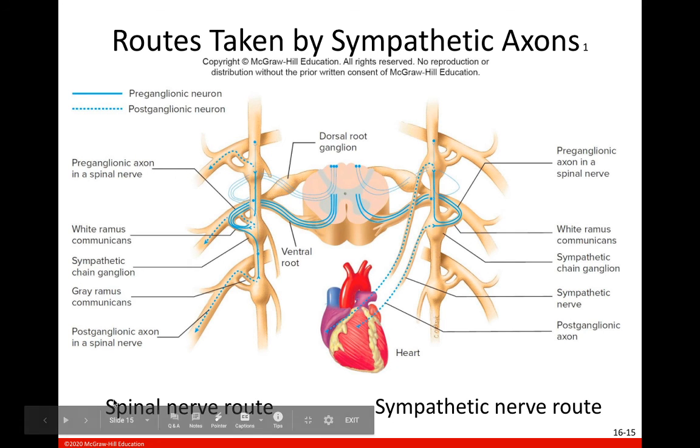Okay, so looking at these again, our spinal nerve route, here we see our preganglionic neuron leaving the spinal cord, synapsing in the chain ganglia with the postganglionic neuron, and this postganglionic neuron leaves through a spinal nerve. And remember, it's going to go to the skin and blood vessels that supply the skeletal muscles. Here's our sympathetic nerve route. Our preganglionic neuron leaves the spinal cord. It synapses with the postganglionic neuron in the sympathetic chain, and it leaves as a sympathetic nerve and innervates organs in our thoracic cavity.